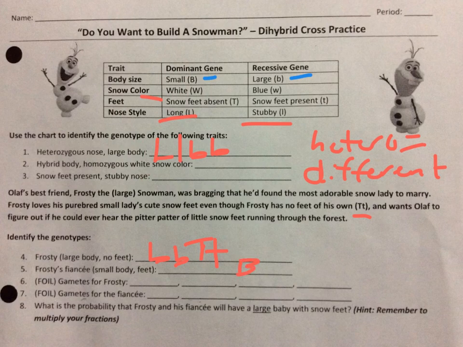So I'm going to look back in the problem. It says she's purebred. So her small body is homozygous dominant. There are two capital B's there because she's purebred, and that's the same as saying homozygous. Okay, and she has feet. Good for her. Congratulations on walking around and not having to hop awkwardly. So she has feet, snow feet present, lowercase t, lowercase t. And that's how you find the gametes.